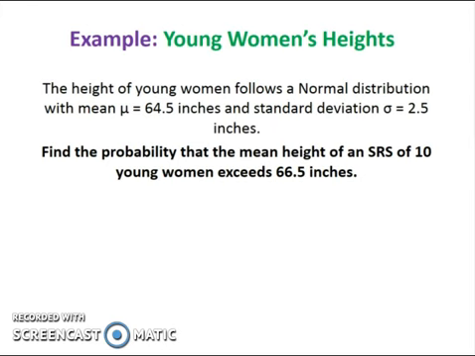In this example, it's the same as we did before. The height of young women follows the normal distribution. But now, instead of picking a woman, we want to find the probability that the mean height of a simple random sample of 10 women exceeds 66.5 inches. So before we just looked at the chance that one woman was taller than 66.5 inches. Now I want to know what's the chance that if I were to take a sample of 10 women, their average is higher than 66.5.